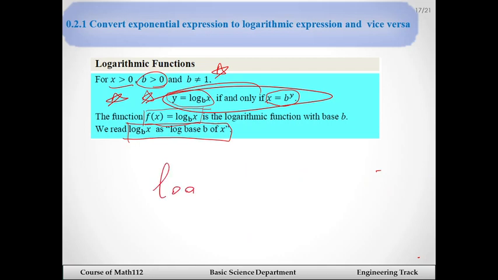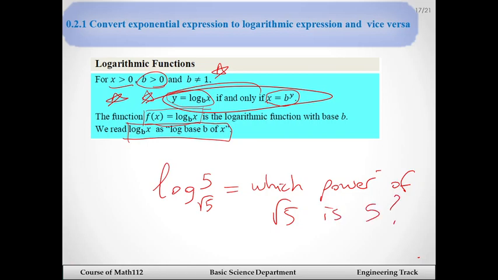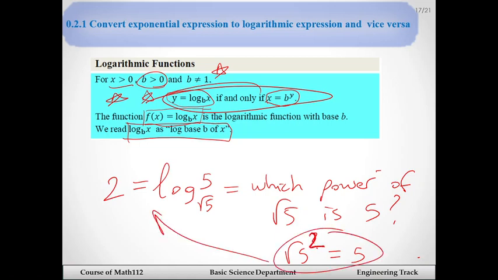Let me ask you this one then. What is this? Square root 5. So this is asking which power of square root 5 is 5? So the question is here, which power of square root 5 is 5? It's 2, right? So you know it's 2, it's 5, so you write it this way.